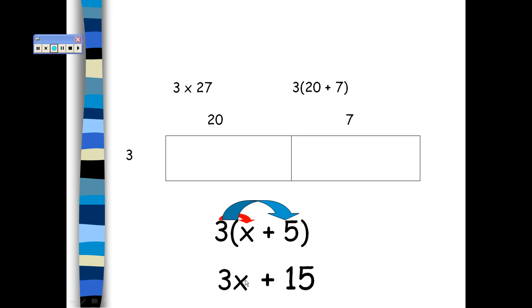We don't know what x is. We certainly can't add 3 of them onto 15. This is as good as it gets, but we have expanded the brackets. It just means multiplying out the brackets.